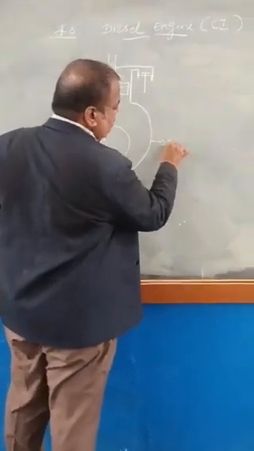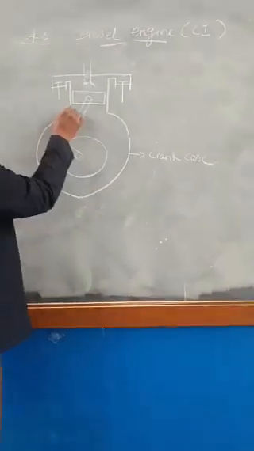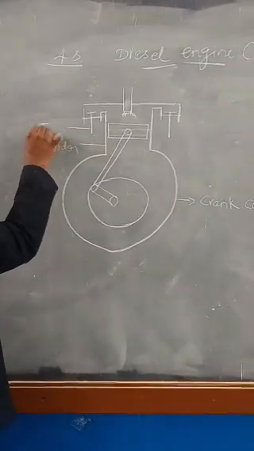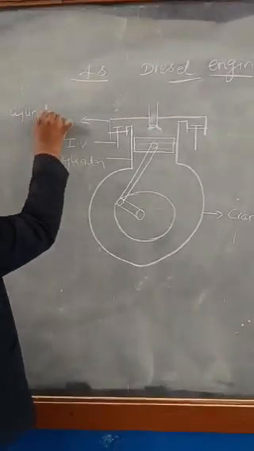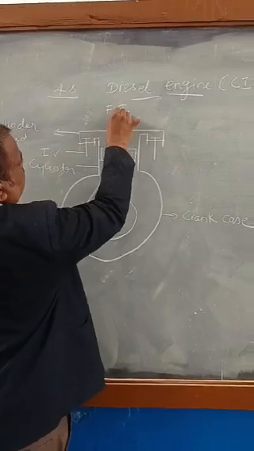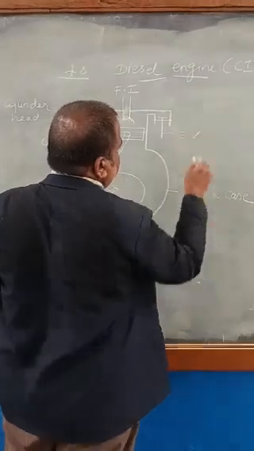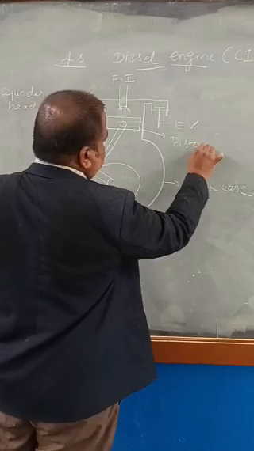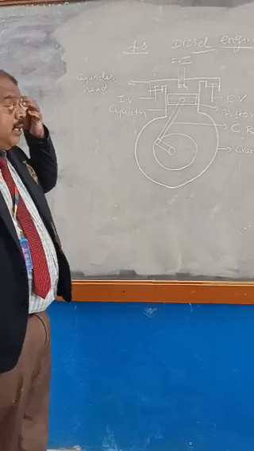So this is known as the crankcase, and this is the cylinder, and this is the inlet valve, this is the cylinder head, this is the fuel injector, generally FI, this is the exhaust valve, and this is the piston, and this is the connecting rod or CR. So these are all the important parts of an engine.